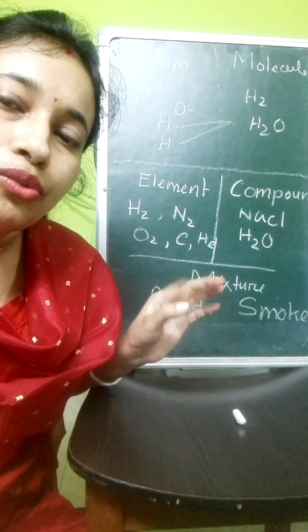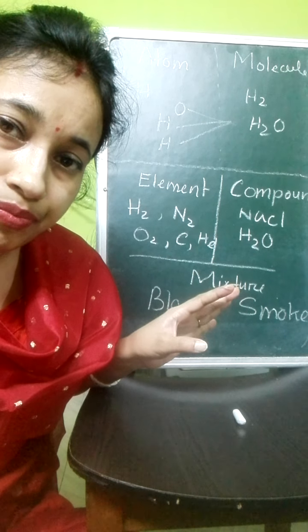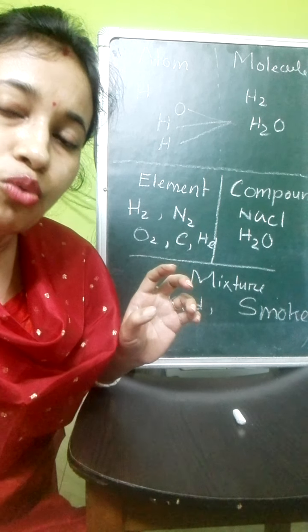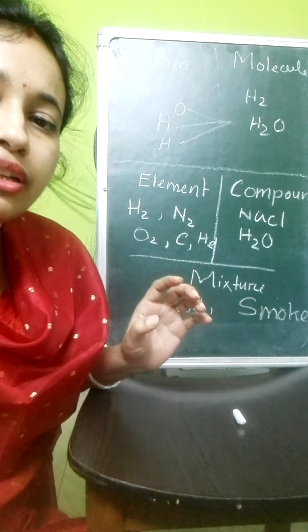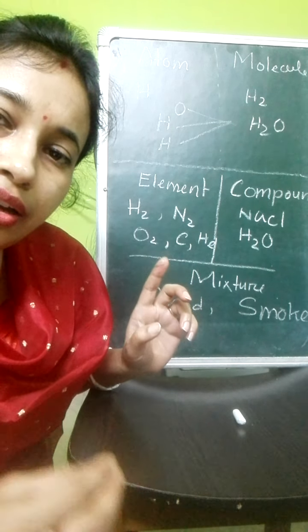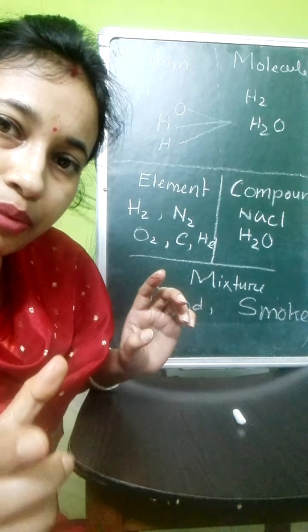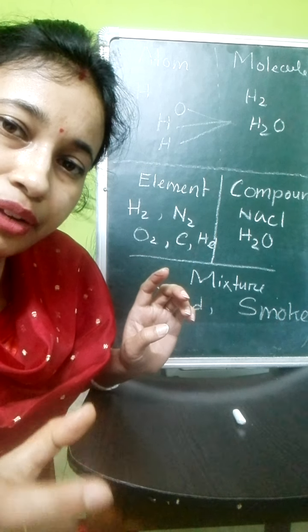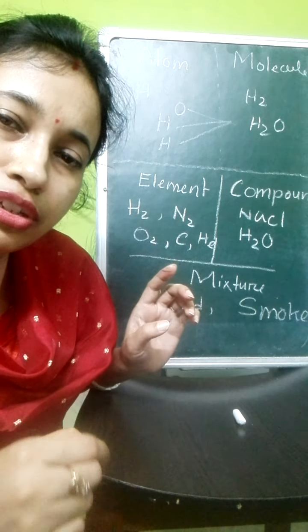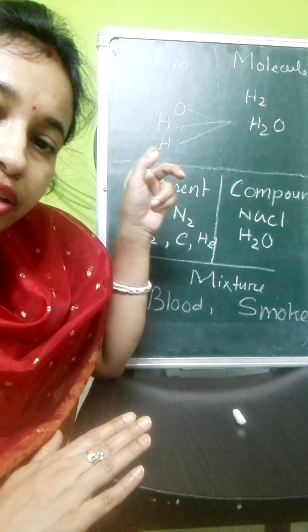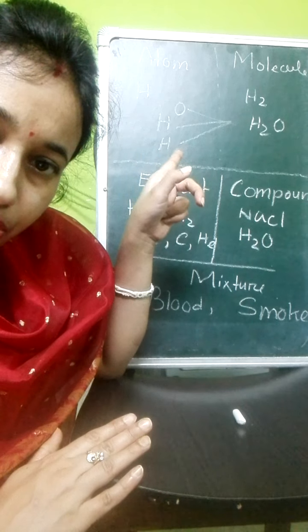Now we will come to valency. Before valency, I will discuss symbol. What is a symbol? A symbol is the shortened name. Means when instead of writing the whole name, we write a short name, that is called a symbol. For example, instead of writing hydrogen, I have written H. So H is the symbol of hydrogen.